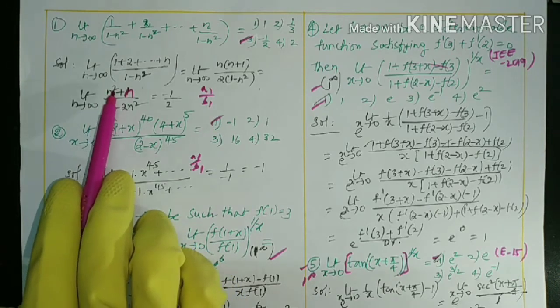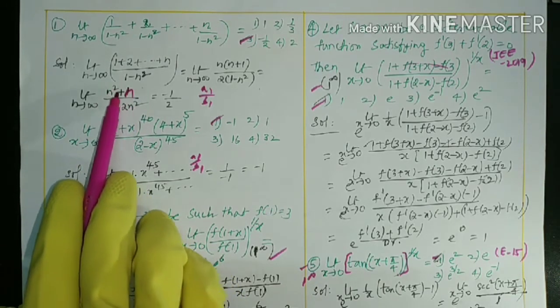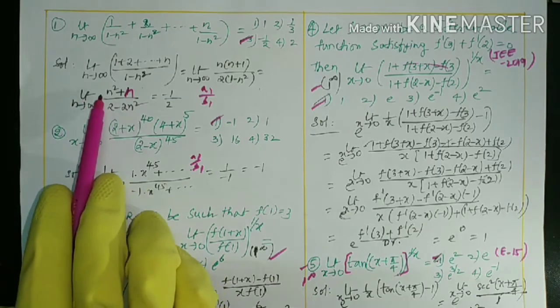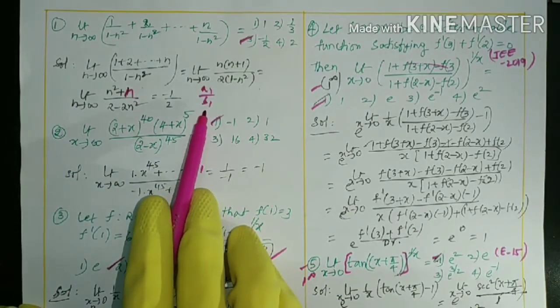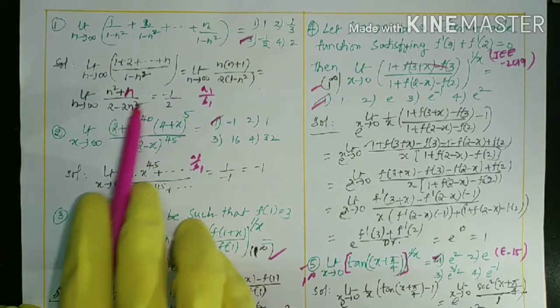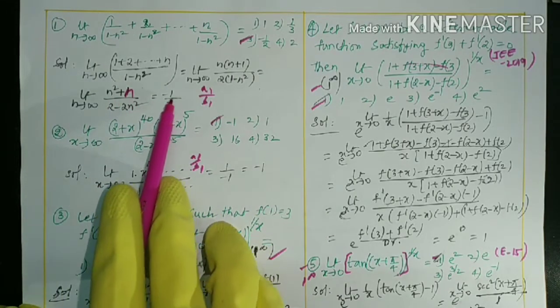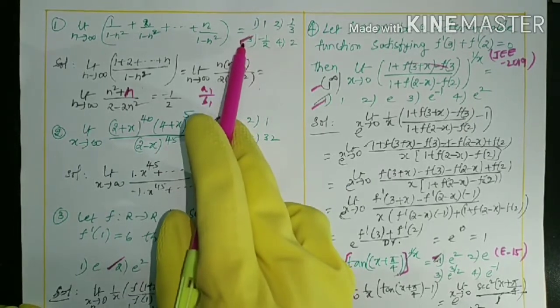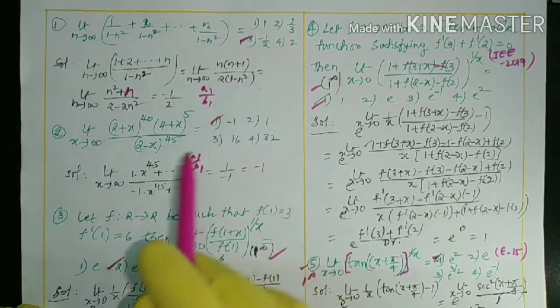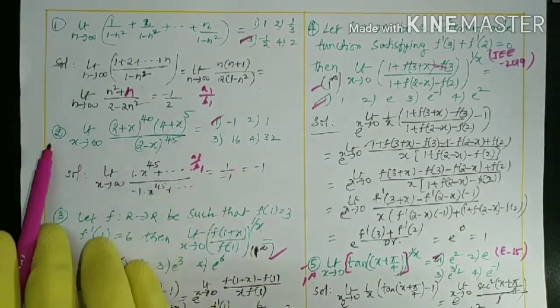You know that clearly the degree of this is 2, this is also 2. Both degrees are equal. We can write its quotient like a1 by b1, already given to you. Here a1 is 1, b1 is minus 2, that is simply minus 1 by 2. It becomes option number 3. That's it. Now we can think about the next question.